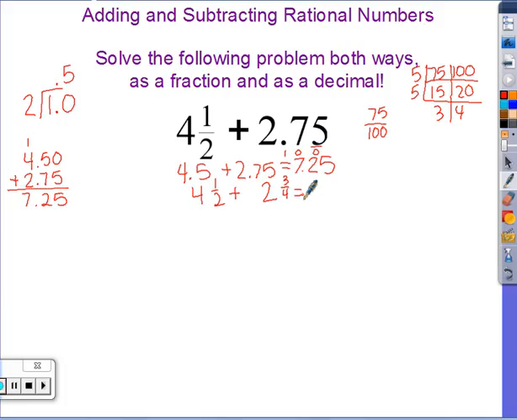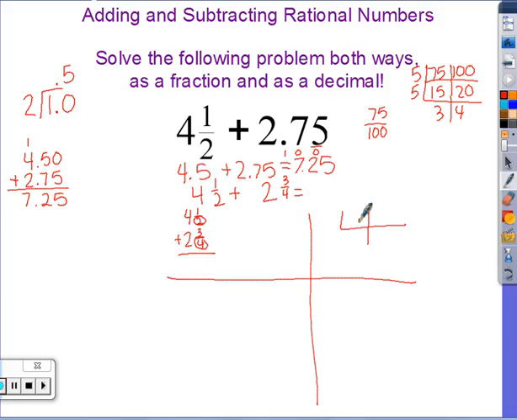So now I want to solve this as fractions. So I like to use my 4 squares. So here I'm going to write my problem. So 4 1/2 plus 2 3/4. I have unlike denominators, so I need to find my LCD by putting my two denominators in the ladder. I'm going to divide by 2 because they're both divisible by 2, and I end up with 1 and 2. I'm going to make my puffy L and solve for my LCD, which is going to be 4.